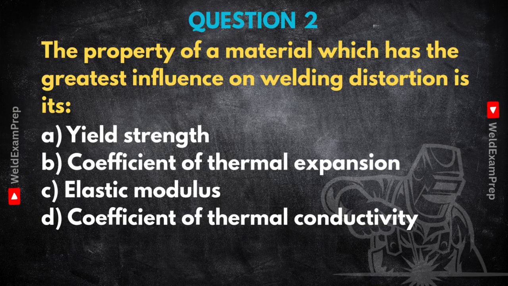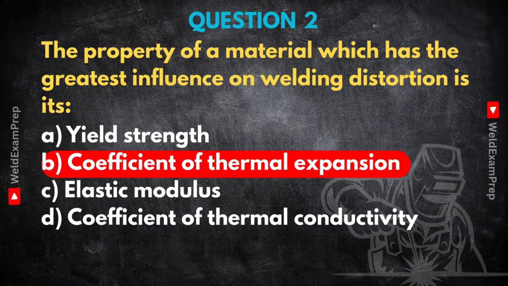The answer is B, coefficient of thermal expansion. Coefficient of thermal expansion, okay. Let's break that down. Distortion basically is the metal changing shape because of the welding heat. Yeah. You heat a small area very hot, it wants to expand, then it cools and wants to contract. But the surrounding metal, which isn't as hot, resists that expansion and contraction. This creates internal stresses. It's like the metal is fighting itself.